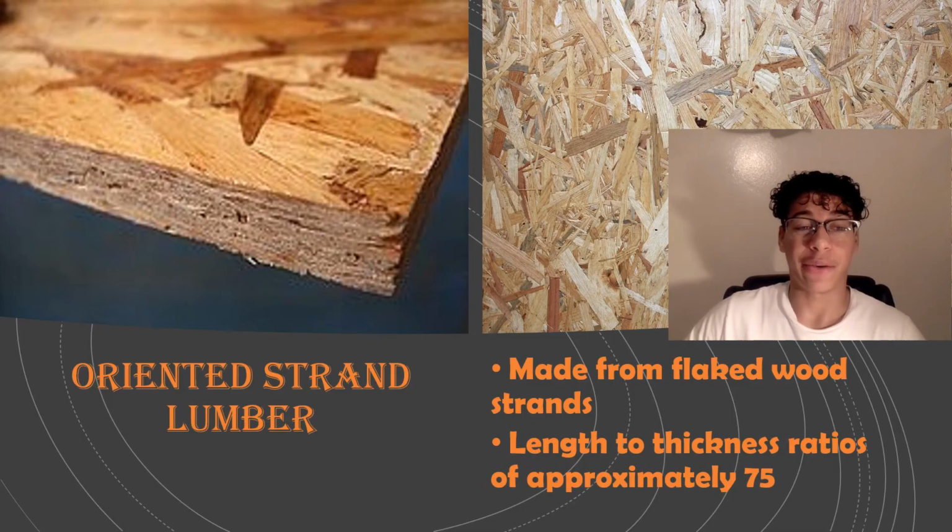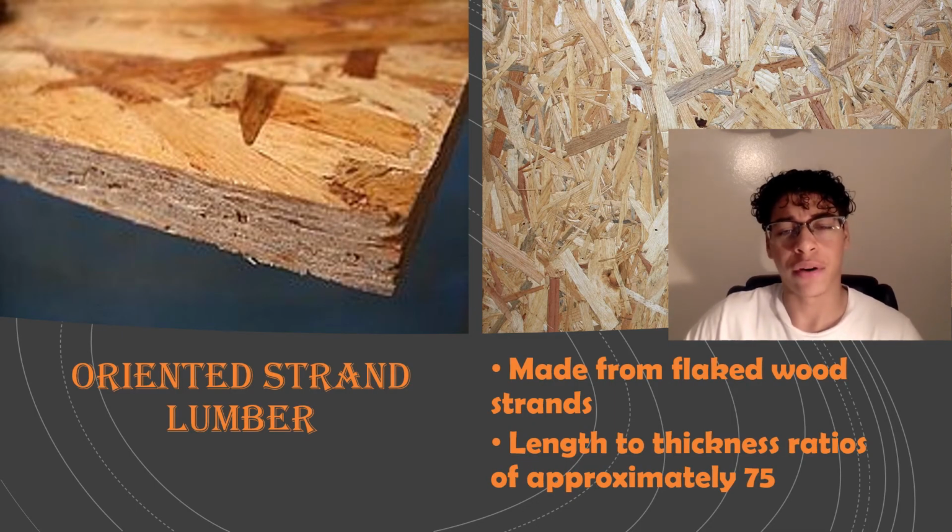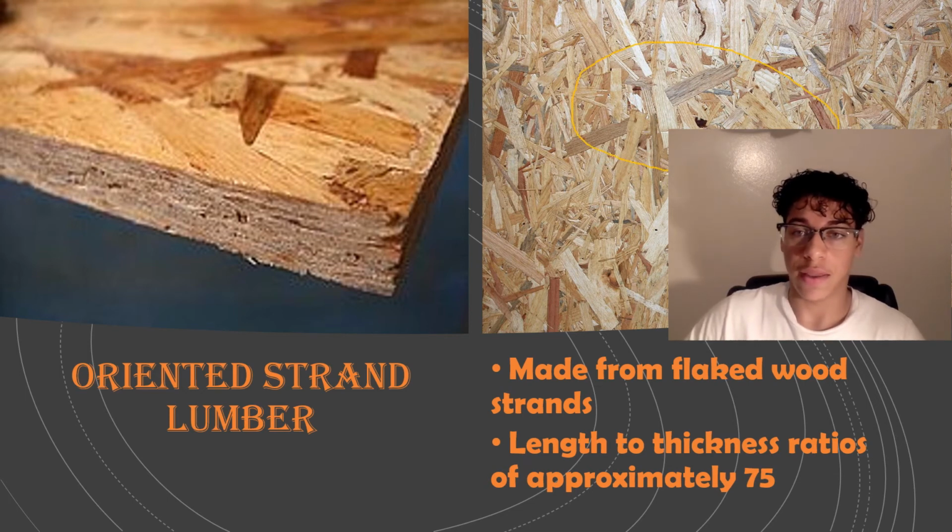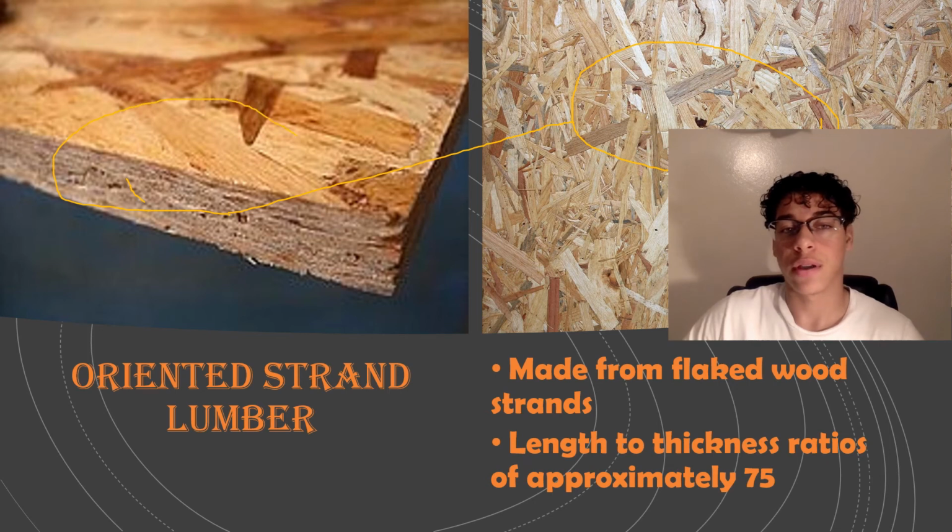Now let's move on. Alright, so lastly, we have oriented strand lumber, which is made from flaked wood strands, which is this basically, and is pressed and turned into this lumber that you can see here on the left. And you can see it used in I-joists, like I showed you earlier, or maybe even millwork components. And its length to thickness ratio is approximately 75.